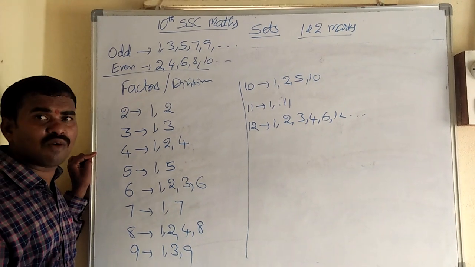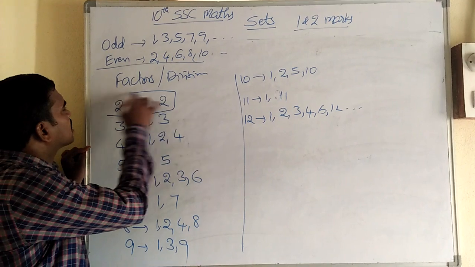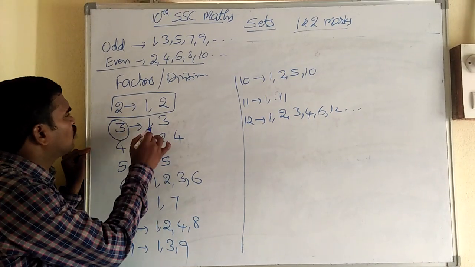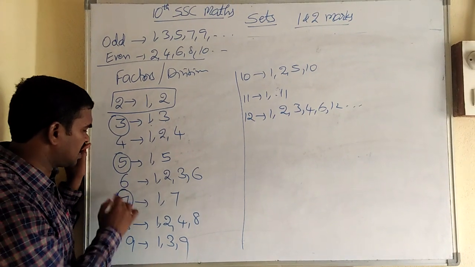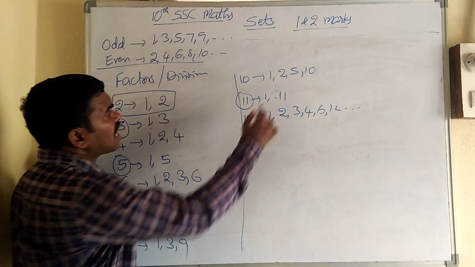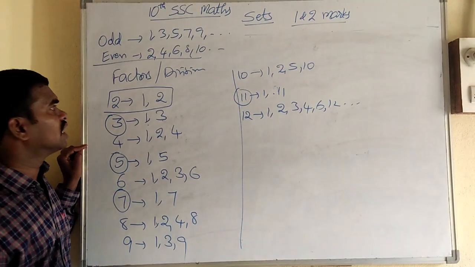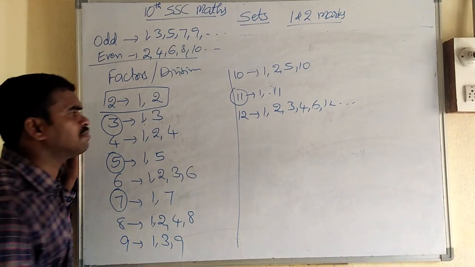Here, which numbers have only 2 factors? Here 2 has only 2 factors. So 3 also has only 2 factors, and 5 also has only 2 factors. 7 also has only 2 factors, and 11 also has only 2 factors. If a number has only 2 factors, that is called a prime number.